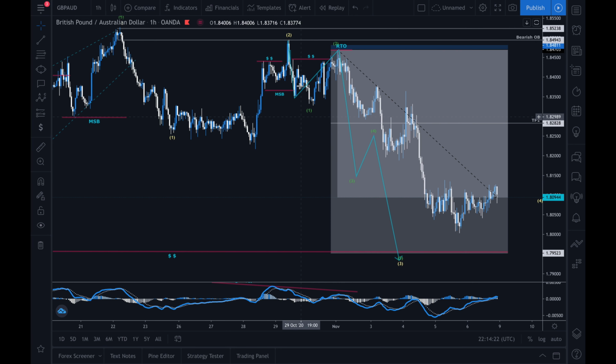So yeah, the lesson from this trade was never trade retail, always trade with institutions.